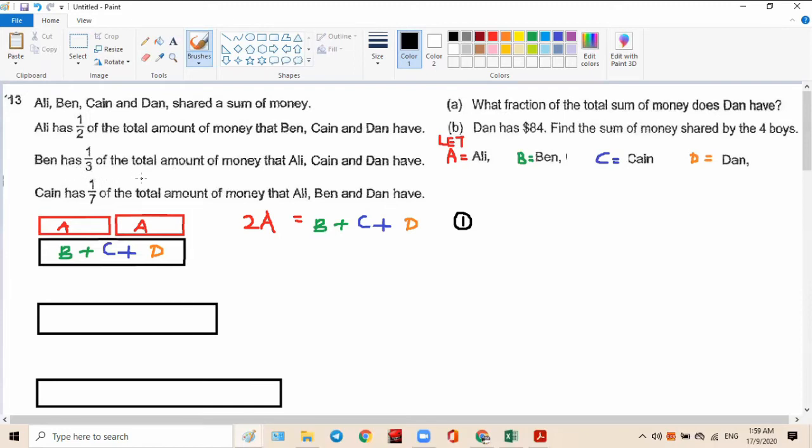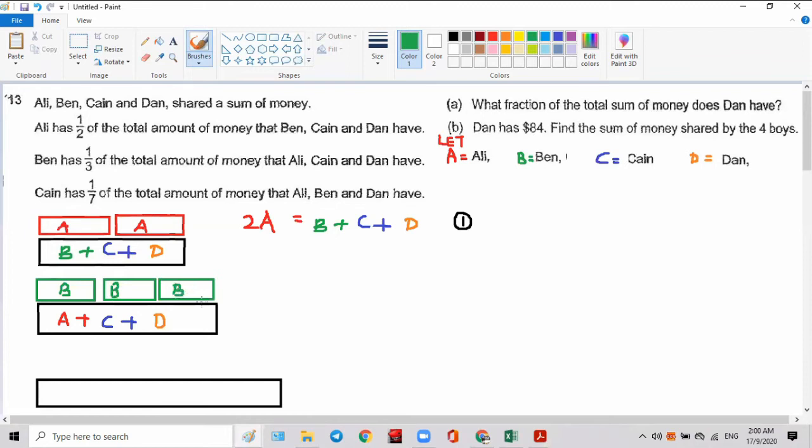Ben has 1/3 the total amount of money that Ali, in this case we put Ali here, and Cain, and Dan have. Okay, so you can see if Ben is 1/3, Ben is a very small box, tiny box here. But to be able to be equivalent to A plus C plus D, Ben will have to have 3 boxes because 1/3. So, in order to balance the equation, Ben must have 3 boxes of Ben. Okay, so far so good.